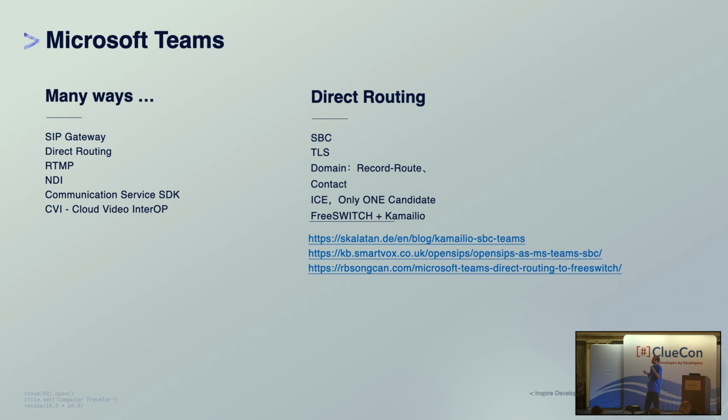It must be TLS. It cannot be plain UDP or TCP. It must use a domain. You must use record route. You must use a special contact. It only supports ICE, and in the SDP, it only supports one candidate. It's weird. FreeSWITCH by default has 2 candidates. We ended up using Kamailio to kill one candidate, so we can connect to Microsoft Teams.